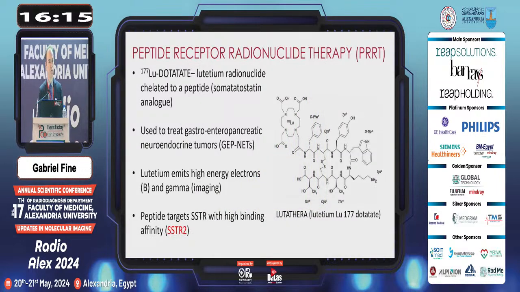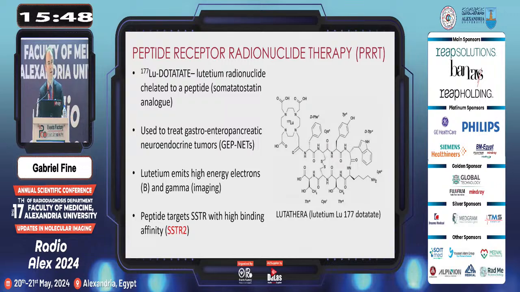And this is the first one that we're really going to try and go into in a little more depth: peptide receptor radionuclide therapy, or lutetium-177 dotatate. It's chelated to peptides, specifically a somatostatin analog. It's used to treat gastroenteropancreatic neuroendocrine tumors, as well as other neuroendocrine tumors at this point, too. Lutetium emits high-energy electrons, which are beta, so that's our therapeutic, and gamma, which is the imaging component.